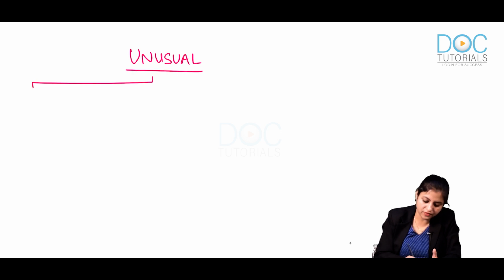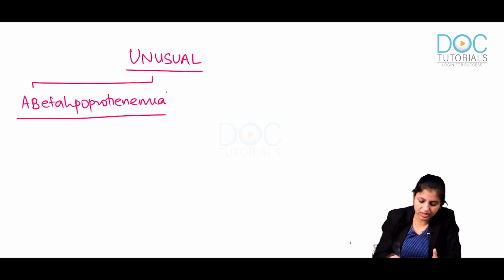Now once we have read about the common malabsorptive syndromes, let's come to some unusual ones, and these are the ones which are asked to you in exams. So what are the unusual malabsorptive syndromes which can occur? First of them is called Abetalipoproteinemia. So this is Abetalipoproteinemia, which we have to know.